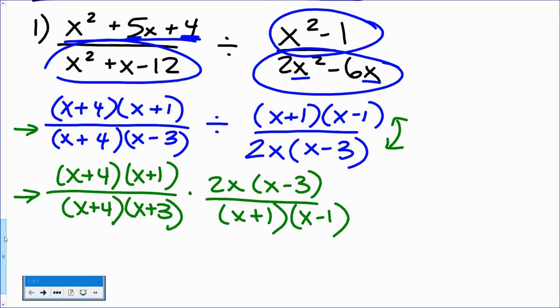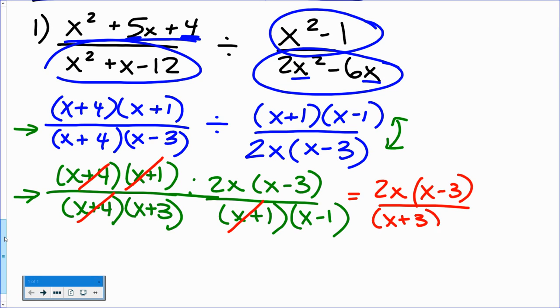I'll talk about why I did that, and then as long as you can keep track of it, it'll be your choice. So now that it's written in a multiplied form, really, it's all on the top and all on the bottom. So anything in common in the top and bottom as factors could divide out. So my x plus 1s, my x plus 4s. That is it. So I have on top 2x times x minus 3. On the bottom, I have x plus 3 and x minus 1.